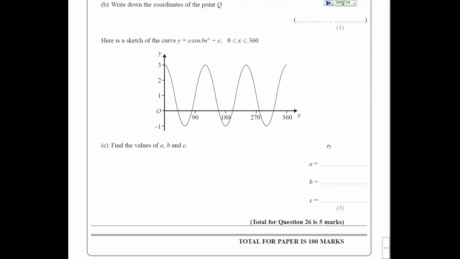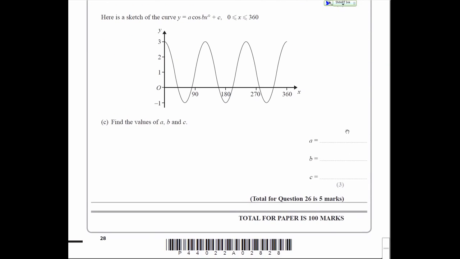Here's a sketch for the curve y equals a cos of bx plus c. I told you it was cos. Look, it's cool, we can snowboard down it. x is between 0 and 360 degrees, as we can see. Find the values of a, b, and c. This is a graph transformation question, but it is a tricky one.